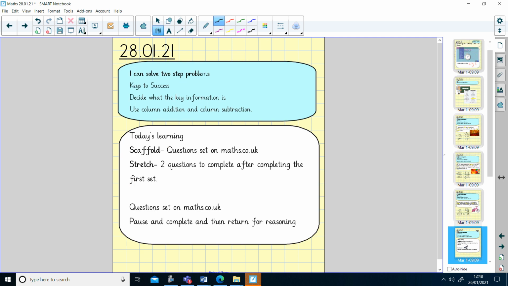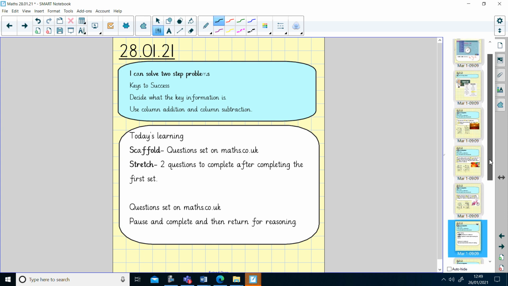Let's have a look at today's learning. So on maths.co.uk there are some questions that I've set if you need a scaffold. So there are some questions that are a little bit easier to start you off. There are also 2 stretch questions that I've uploaded that you can complete after the first set. So everybody else's questions are on maths.co.uk as 2-step problems with today's date. Pause the video, go and complete those questions and then come back to me for the reasoning, please.